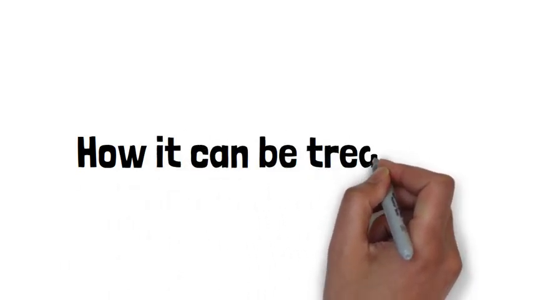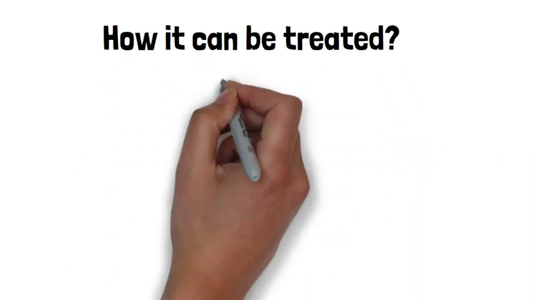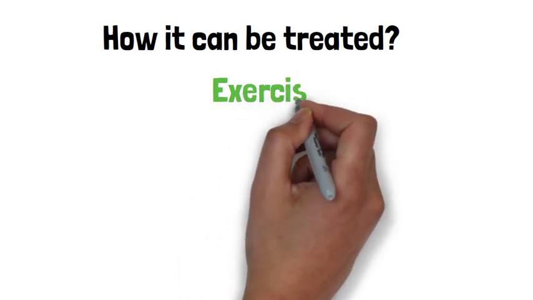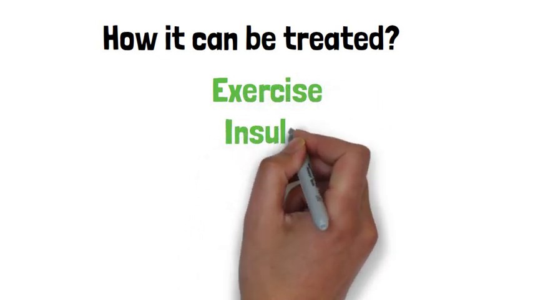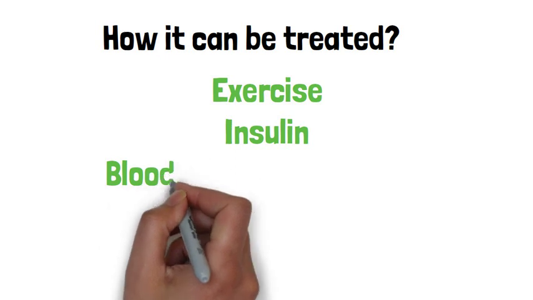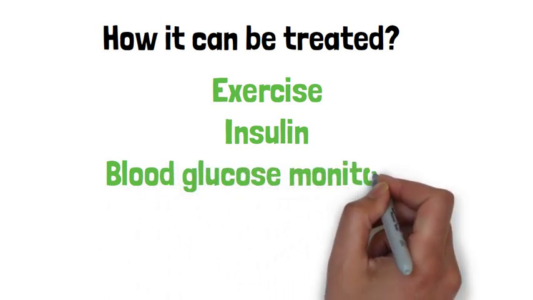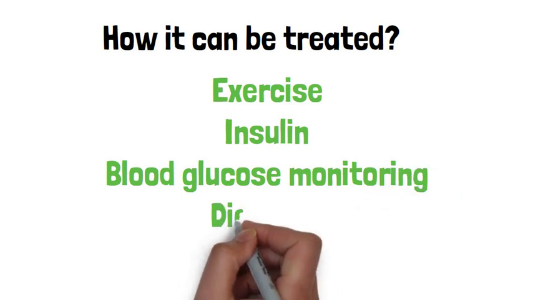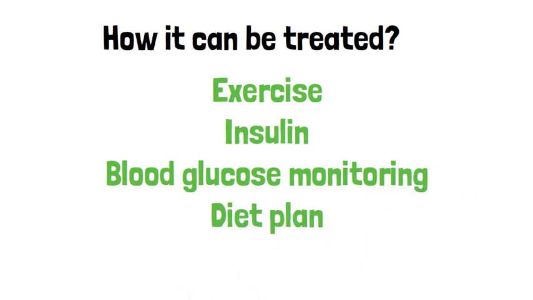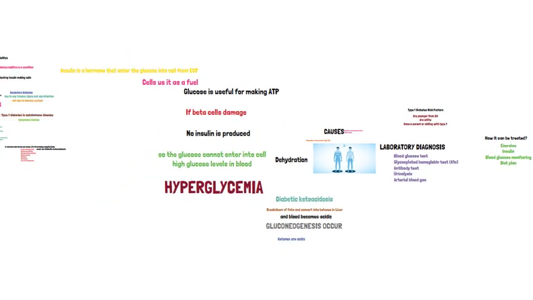And how can it be treated? It can be treated through regular exercise. Insulin intake can reduce the effects of type 1 diabetes. Regular blood glucose monitoring tests are included in treatment, and following a diet plan helps treat type 1 diabetes mellitus.